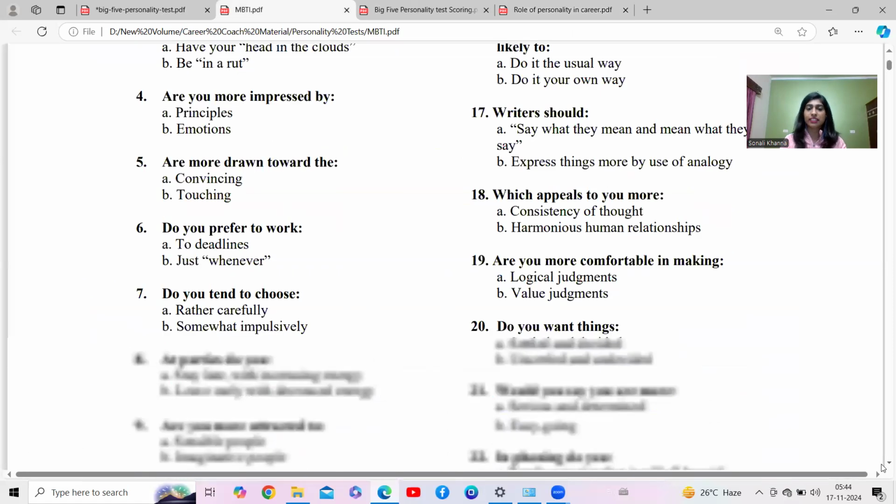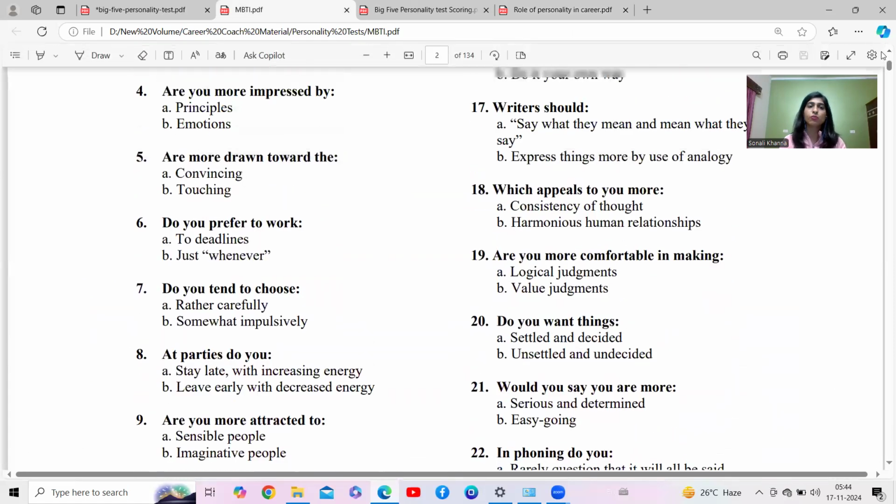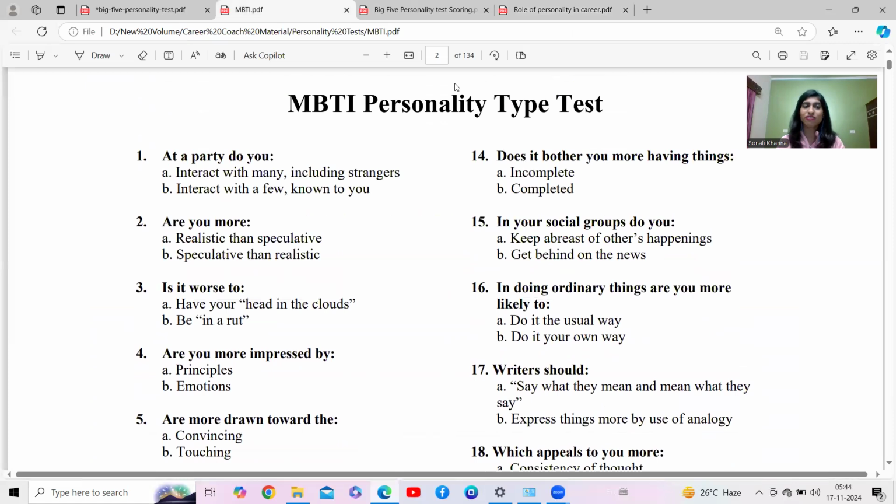Now this test looks like this. Every statement comes with 2 options. You have to pick one option. For example, at a party, do you interact with many, including strangers, or interact with few known to you? I would interact with many, including strangers. I'll just put a tick mark here.